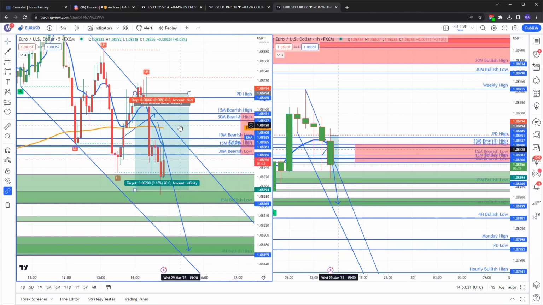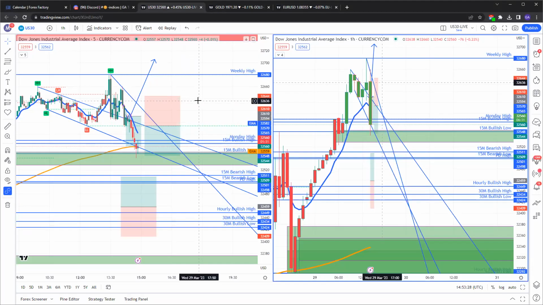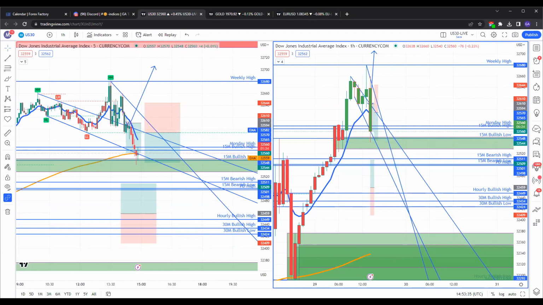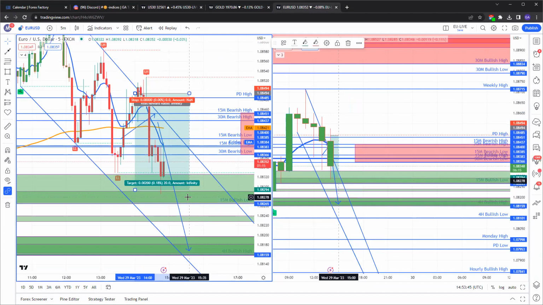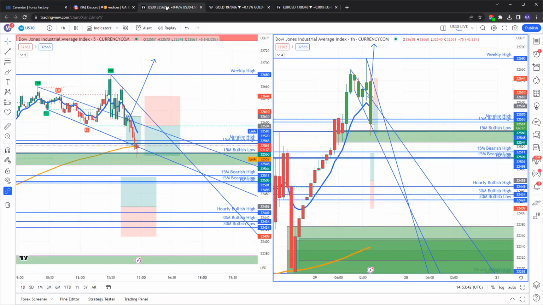So this EU trade, I did say what? This was 0.5% risk. US 30, I think I forgot to change my risk for US 30. I entered US 30 with 0.375%. But for FX pairs, I will always risk 0.5%. So we have a 0.5% win on EU. We have a 0.375% win on US 30. So you should be up for the day 0.875%.